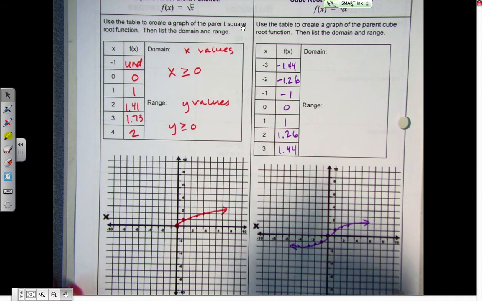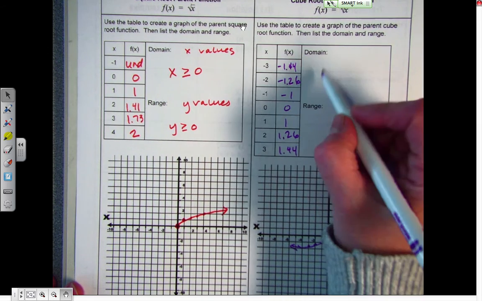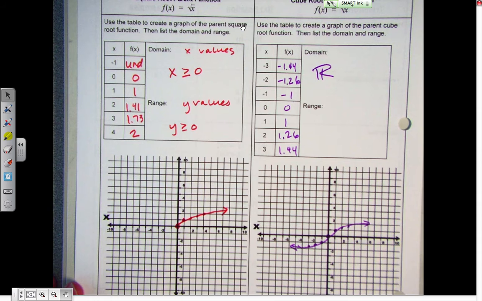For your cube root, it looks like we can put in any number. So our domain is all reals, and then our output is also all reals. So that's what you should have seen on your first page.